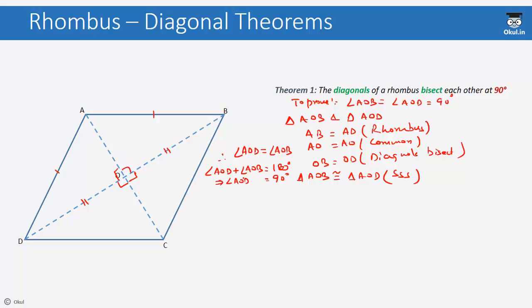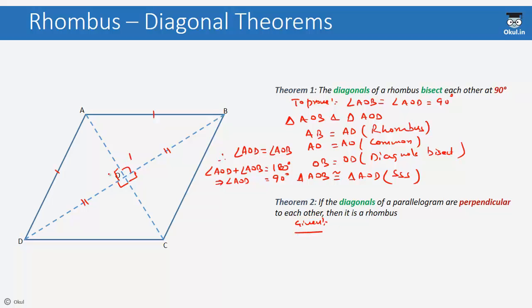Now theorem 2. It is again the inverse of theorem 1. It states that if the diagonals of a parallelogram are perpendicular to each other, then it is a rhombus. Here it is already given that angle 1 is equal to angle 2, which is equal to 90 degrees. And we have to prove that ABCD is a rhombus. That is, AB is equal to AD.